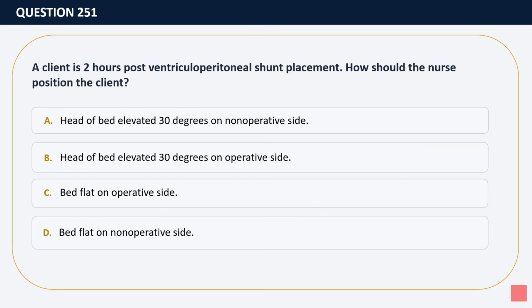Question 251. A client is 2 hours post-ventriculoperitoneal shunt placement. How should the nurse position the client? A. Head of bed elevated 30 degrees on non-operative side. B. Head of bed elevated 30 degrees on operative side. C. Bed flat on operative side. D. Bed flat on non-operative side.